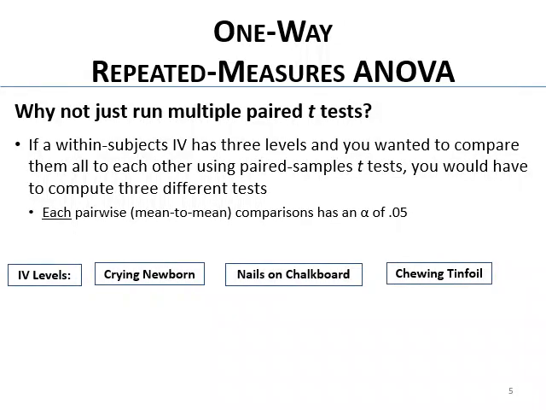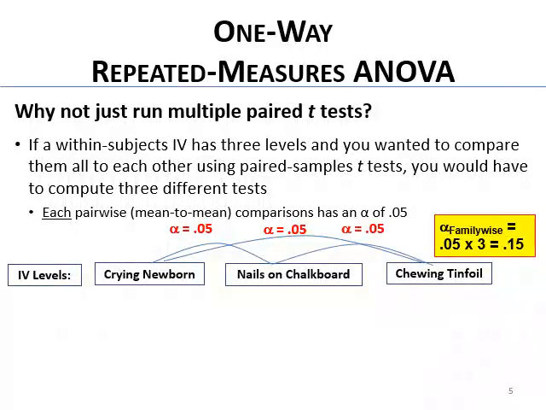So, for example, here's the one with the annoying noises. You'd have one test there, crying newborn to nails on a chalkboard. You'd be comparing the errors they made under those 2 conditions. That's alpha of 0.05. The next one you do is probably crying newborn versus chewing tinfoil. That's another alpha of 0.05. You can probably tell where this is going. Nails on the chalkboard versus tinfoil. That's another 0.05. Together, across this family of tests, you've got an alpha level of 0.15 family-wise.